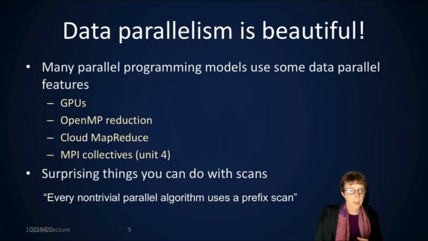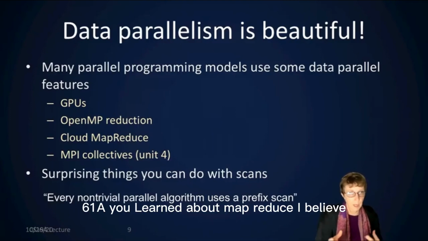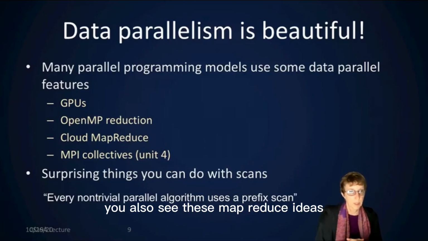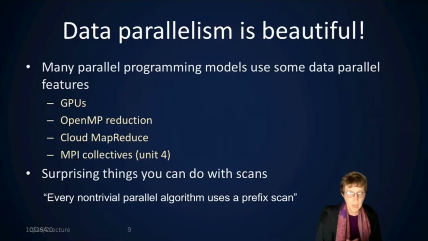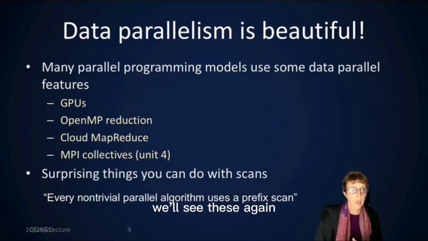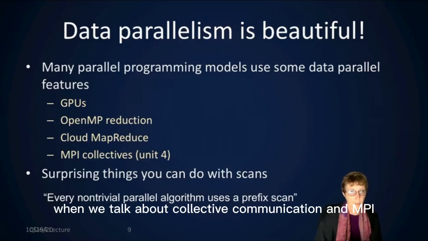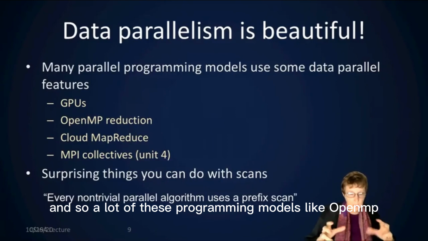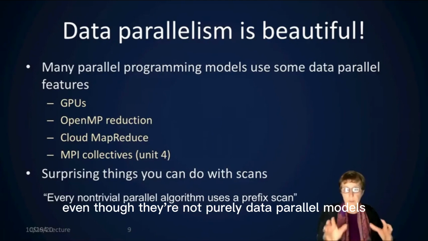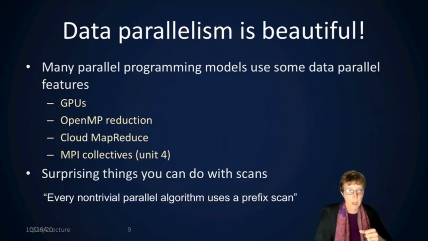And let's see, back in 61A, you learned about MapReduce, I believe. And in cloud programming models like Spark and Hadoop, you also see these MapReduce ideas. And next week, or the week after, when we start talking about MPI and distributed memory, we'll see these again when we talk about collective communication in MPI. And so a lot of these programming models like OpenMP mix in a little bit of this data parallelism, even though they're not purely data parallel models to begin with.